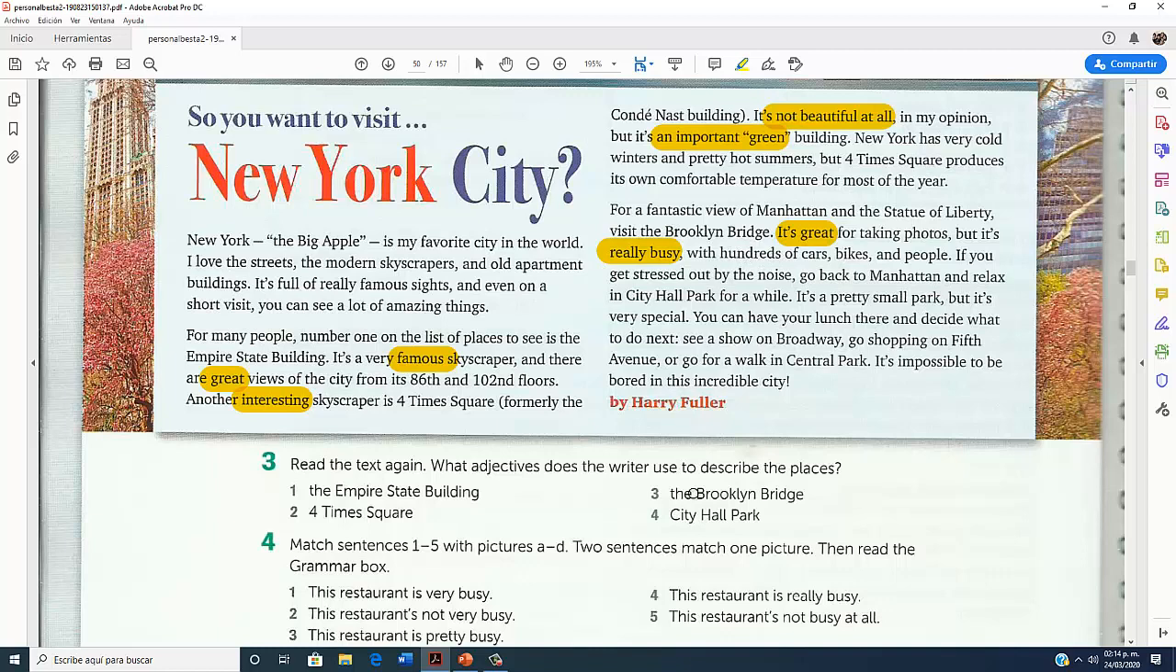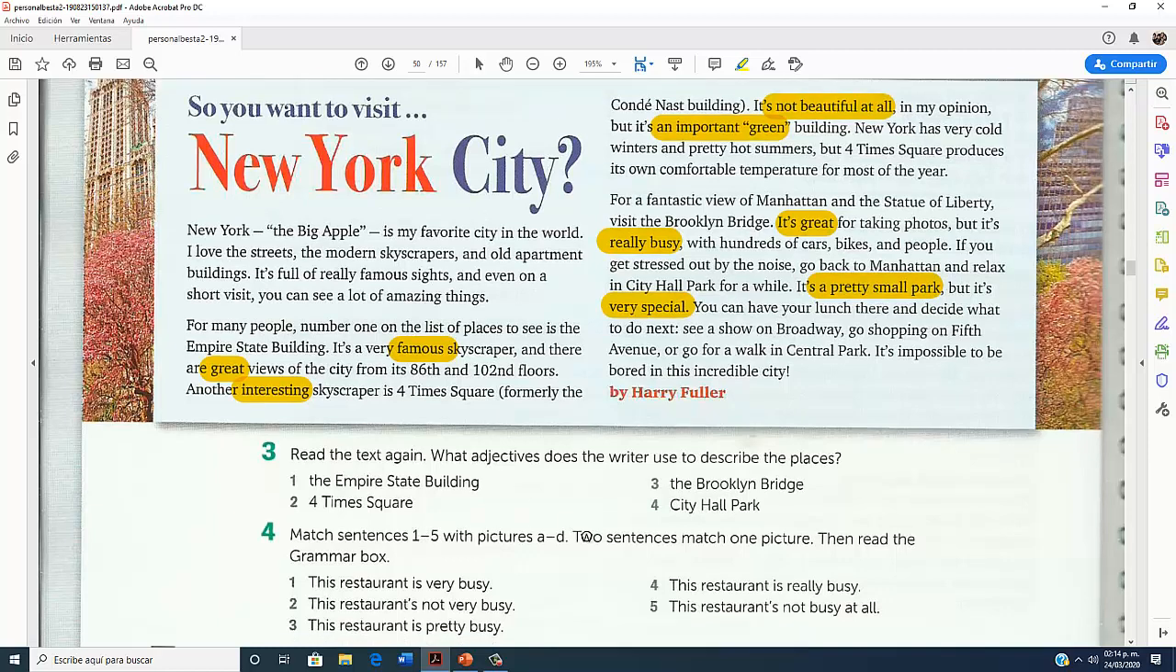And finally, the City Hall Park. Here it says, "Go back to Manhattan. We're in City Hall Park for a while. It's a pretty small park." This is the description that the writer is using for City Hall Park: "It's a pretty small park, but it's very special." Oh, interesting. So the writer is using different adjectives to describe these 4 places.